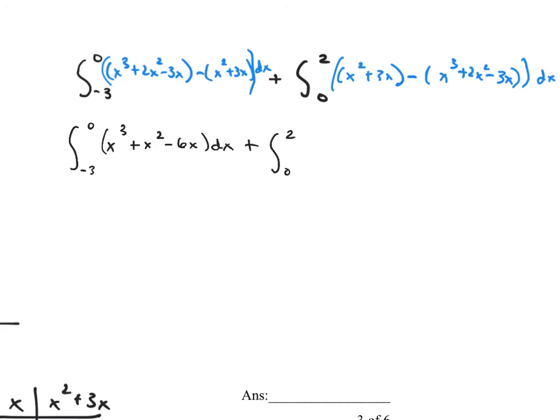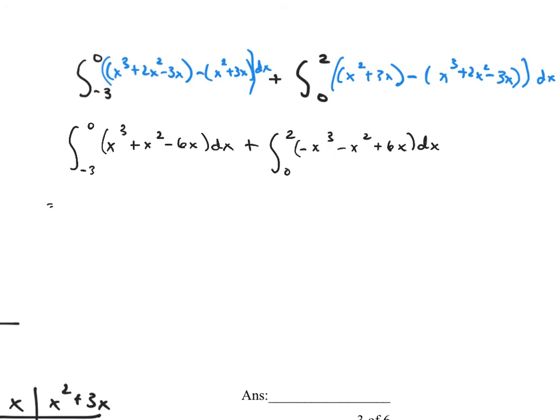That would be 0 to 2 of, well, let's see here, in descending order, it would be negative x cubed. I would have an x squared, and then I'd have a minus 2x squared, which would give me a minus x squared. I'd have a 3x minus a negative 3x, which would be a 3x plus 3x, so I'd have plus 6x. And all of this is with respect to x. Let's integrate both of these.